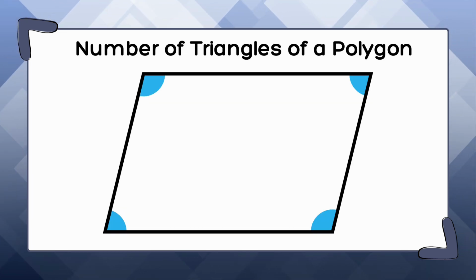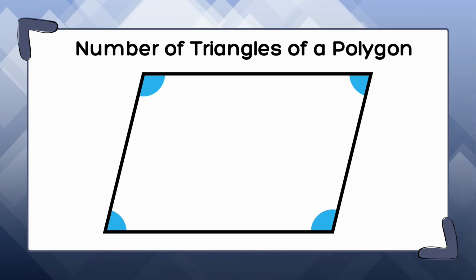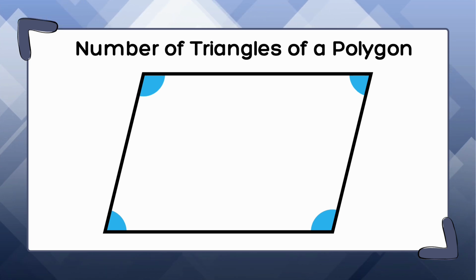For example, in this quadrilateral, all you need to do is draw a diagonal starting from any vertex to a non-adjacent vertex. Ibig sabihin, yung vertex na hindi katabi at hindi konektado ng isang side ng polygon. So for this quadrilateral, we can divide it into two triangles. And this is true for all quadrilaterals.